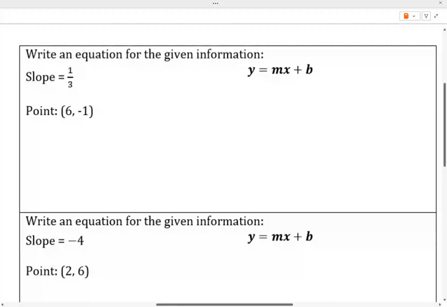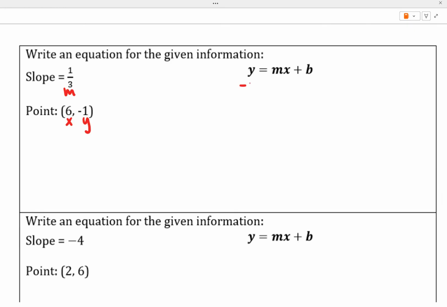All right, we're going to work through some examples. These don't have quite as much work. We gave you the slope. You're just having to plug the slope and 1 point in to find the y-intercept so that you can then write the equation. So we're not having to solve for all of the parts. Here we have a slope of 1 over 3 and the point (6, -1). So that's x and y, and our slope is m. So we'll plug that into our equation.